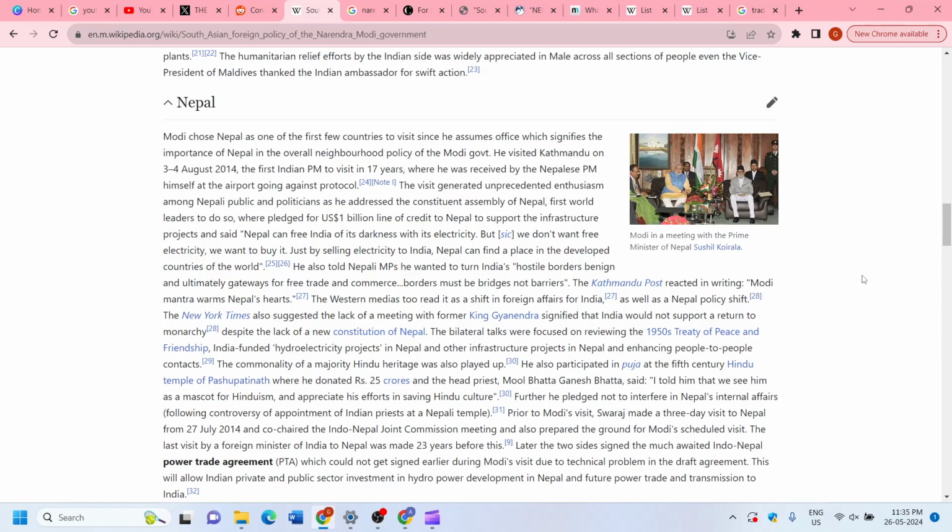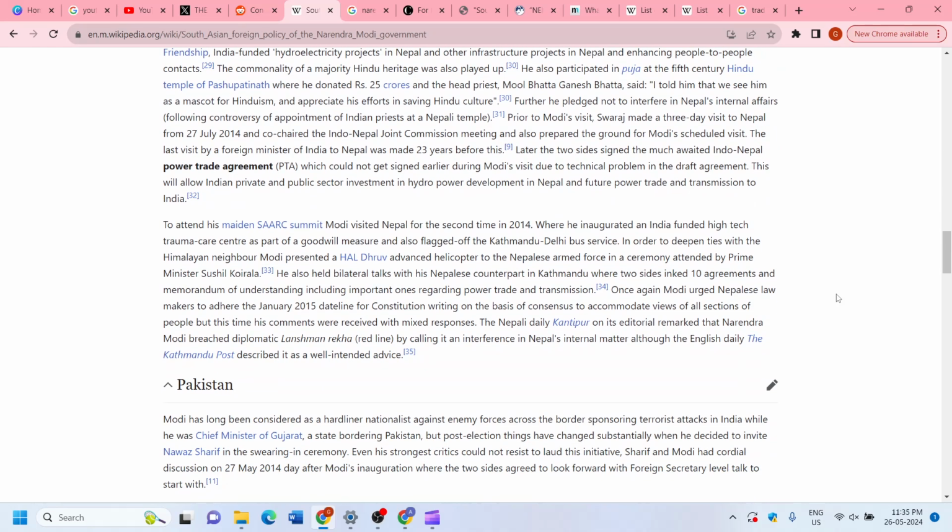In Nepal, Modi chose Nepal as one of the first few countries to visit. He was the first prime minister to visit in 17 years, which is a plus point for him and a negative point for Manmohan Singh. He pledged a $1 billion line of credit to Nepal, and in his visit, he didn't visit the former King Gyanendra, which showed that India was not supporting a return to monarchy. Now Nepal, for a while, had some bad relations with India because of a blockade imposed by some communities within Nepal on the India-Nepal border, which Nepal blamed on India.